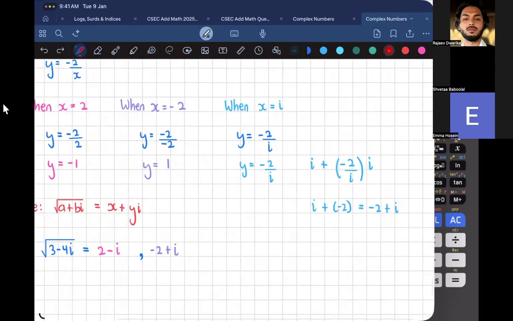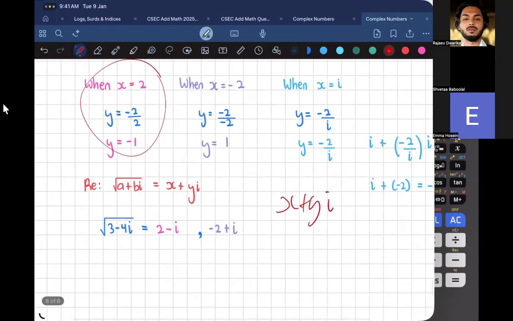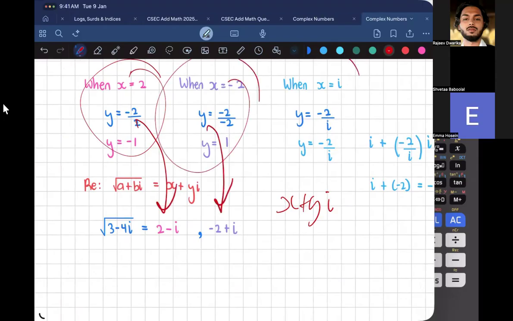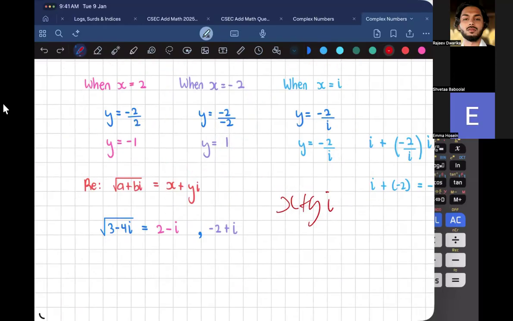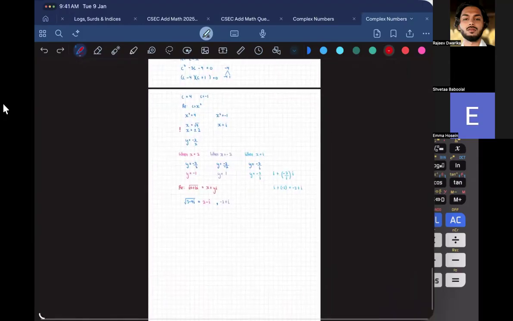When you plug it into the form x plus yi, for this one you're going to get 2 minus i. For this one, you're going to get minus 2 plus i. And for this one, you're going to get minus 2 plus i. So it doesn't make sense to write minus 2 plus i twice. Write it once. Understand? Cool.